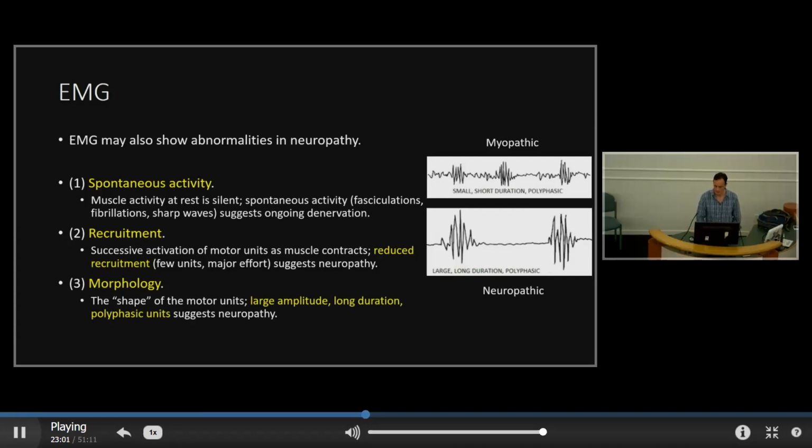So these ones that I'm showing on the bottom are large amplitude, long duration, polyphasic, with many phases crossing the midline. That's suggestive of neuropathy. It just means there are only a few but very big nerve fibers, motor neurons, innervating lots of different muscle fibers. Whereas the top one there would be something you'd see in a myopathy, where, again, you've got lots of smaller units, and the nerves are okay.